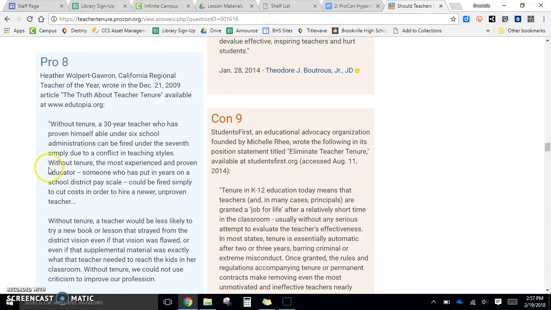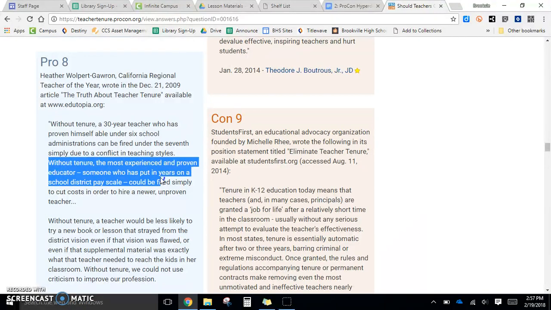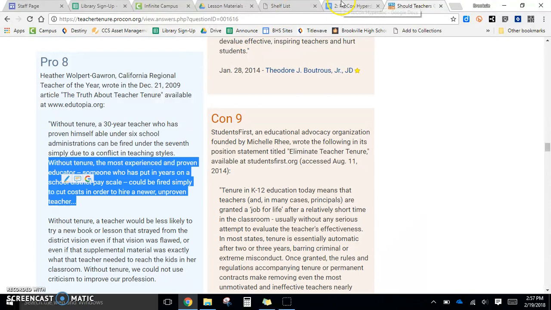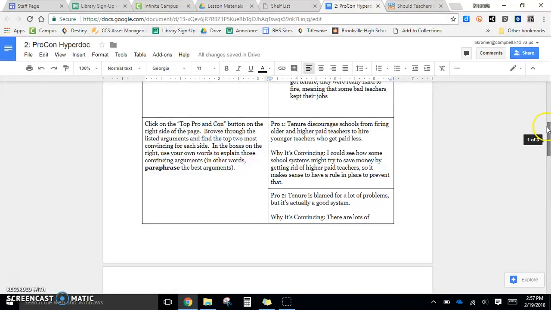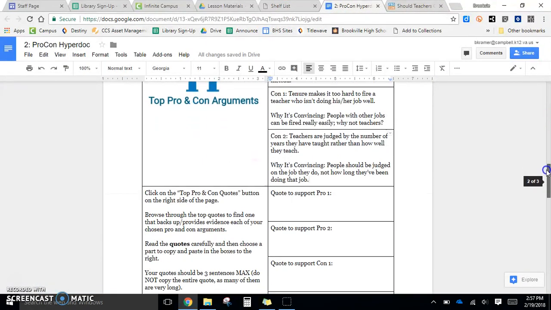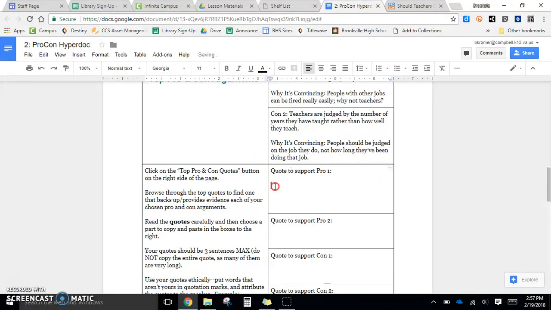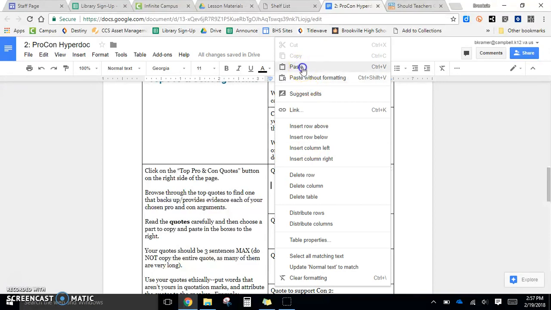Okay, so I found this one right here that says, without tenure, the most experienced and proven educator, someone who has put in years on a school district pay scale, could be fired simply to cut costs in order to hire a newer, unproven teacher. So that one definitely goes with my pro that I chose. So I'm going to come back over here, and in the box that says quote to support pro number 1, I am going to paste in that sentence.